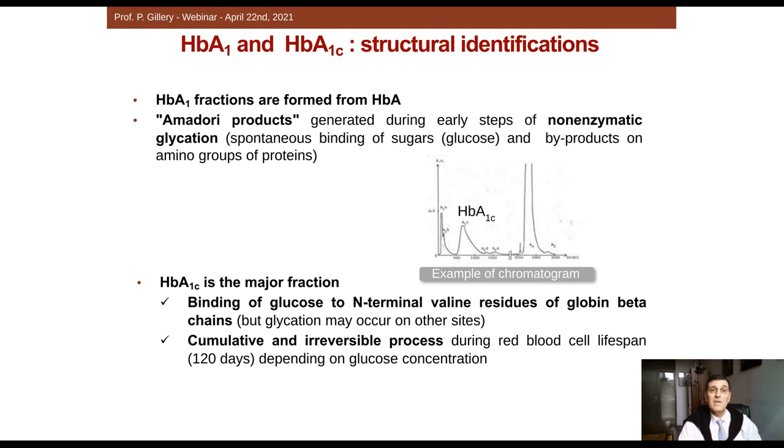Among HbA1 fractions, HbA1c, as shown in this example of old chromatogram, is the major fraction. It was shown that HbA1c was formed by binding of glucose to N-terminal valine residues of globin beta chains, but please note that glycation may occur on other sites. It is formed by a cumulative and irreversible process during all red blood cell lifespan of about 120 days, and it depends on glucose concentration.